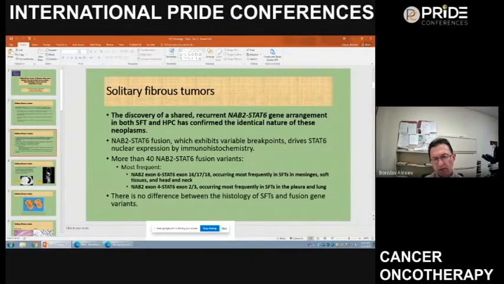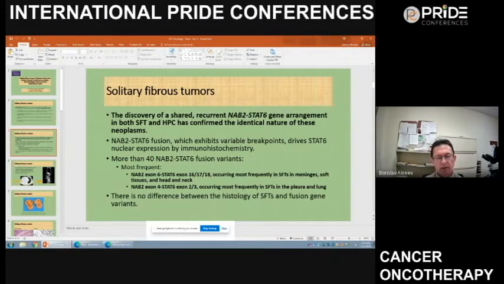The discovery of the shared recurrent NAB2-STAT6 gene rearrangement in both SFT and HPC has confirmed the identical nature of these neoplasms. The fusion, which exhibits variable breakpoints, drives the STAT6 nuclear expression by immunohistochemistry, which is a routine diagnostic marker in our department. More than 40 fusion variants have been identified.